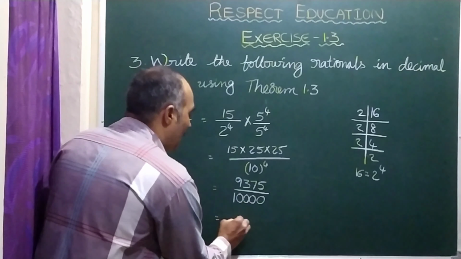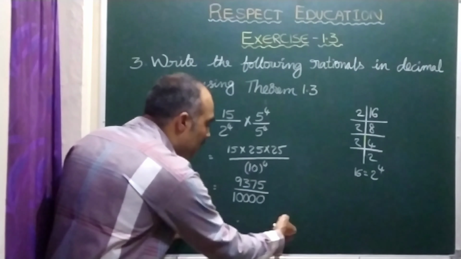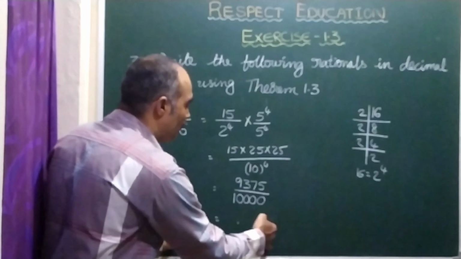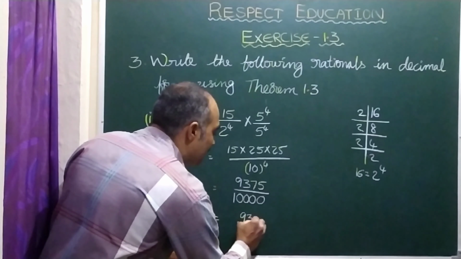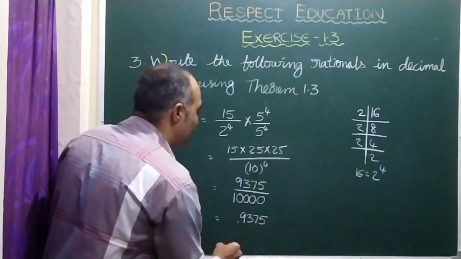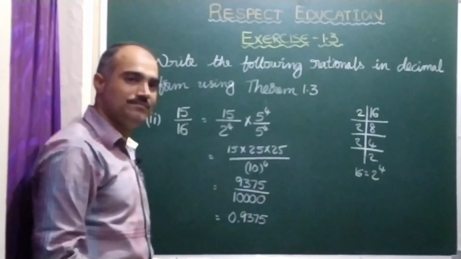So here after the decimal, since 4 zeros are there, 4 numbers should come, 4 places to be fulfilled. Here 4 numbers are there exactly. So those 4 places can be filled with these. So it is 0.9375.